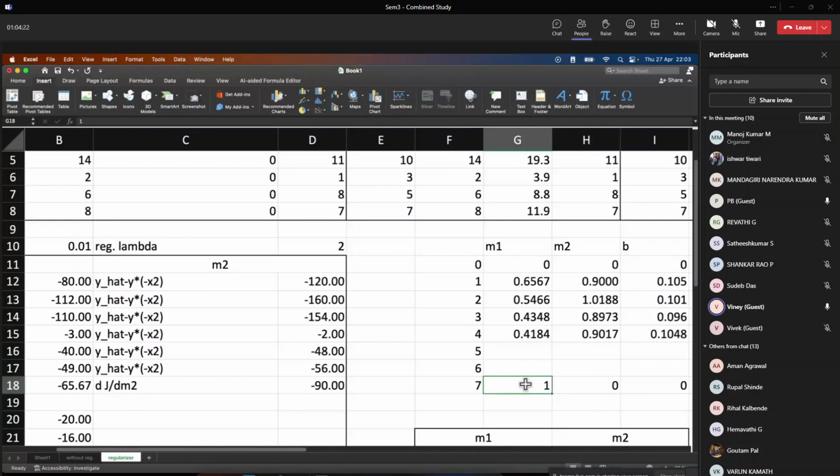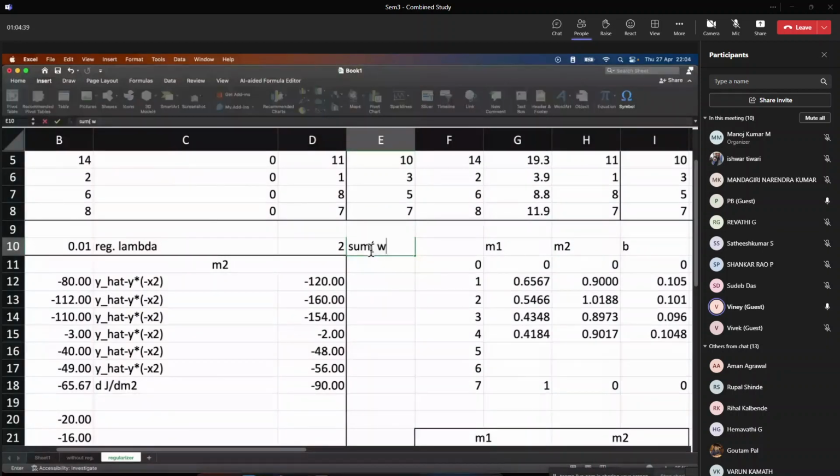B does not need to be zero. B can be any value. I told you this formula is generalized over the sum of W i times X i. So you don't have an intercept term there, is it? No. That is used in OLS. B is used in OLS.